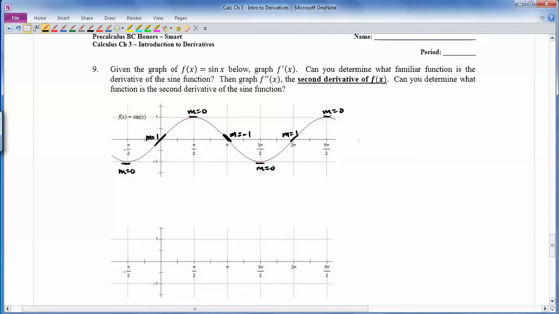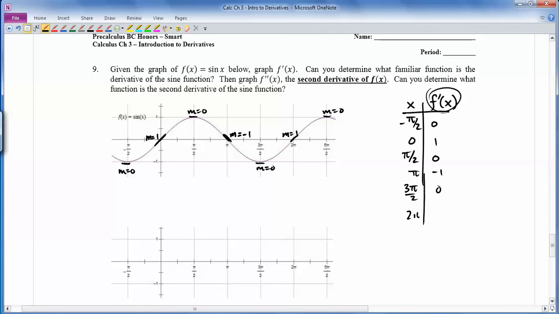So if I were to plot those points as my f primes, like if I made a little list here, if x is something, what's f prime of x? Well, when x was negative pi over 2, I got 0. When x was 0, I got 1. When x was pi over 2, I got 0 again. Remember, this is the same thing as m. F prime is m. When I've got pi, it's at negative 1. When I'm at 3 pi over 2, it's 0. 2 pi, it's 1. And 5 pi over 2, it goes back to 0 again.